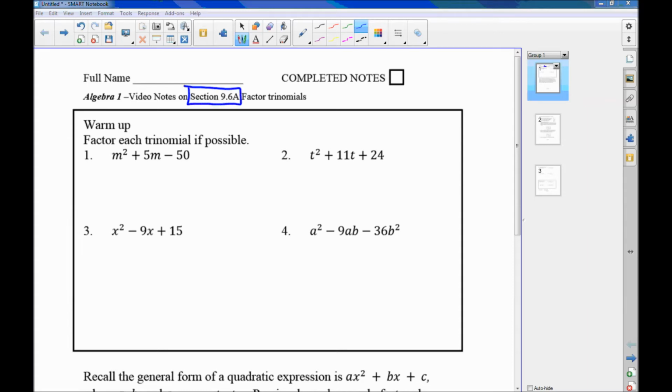Today we are covering section 9.6 and we're going to split this into three parts. So this is part A today, and it's on factoring trinomials. All right, so your warm-up is factor each trinomial possible.